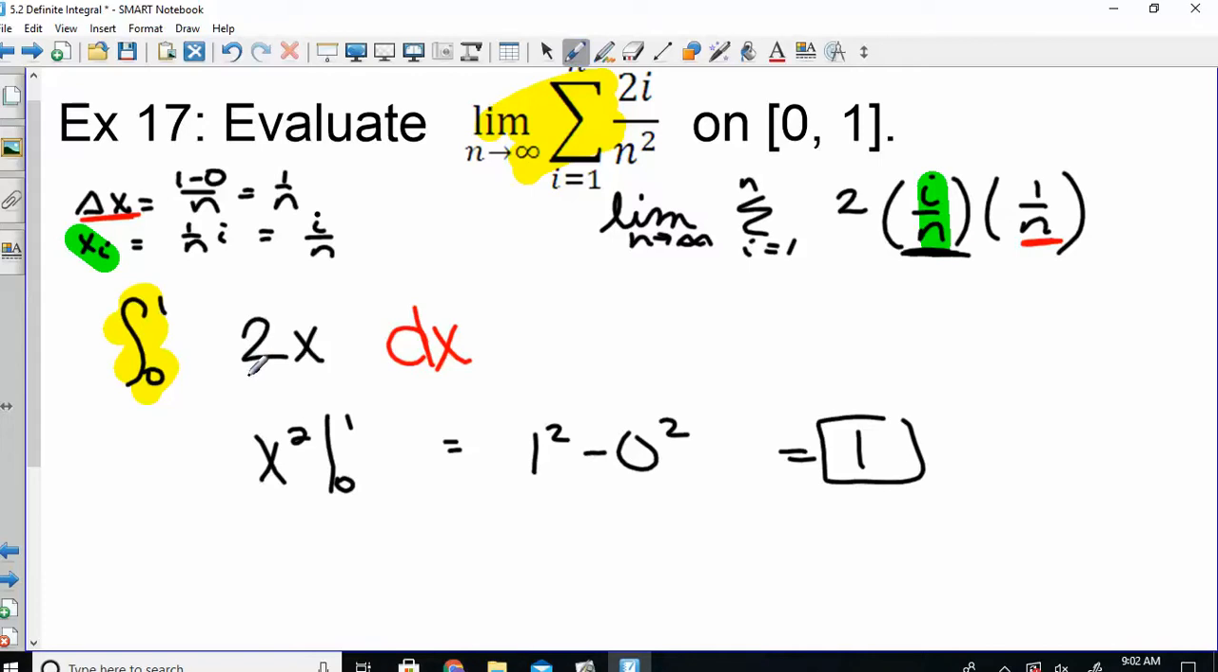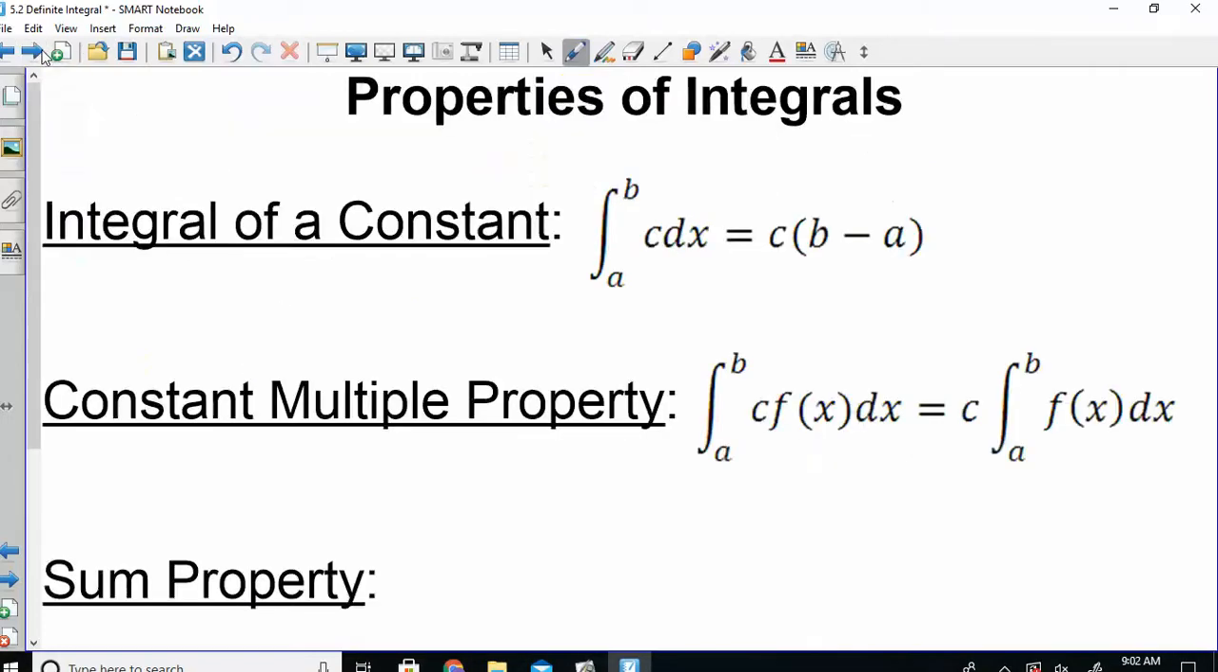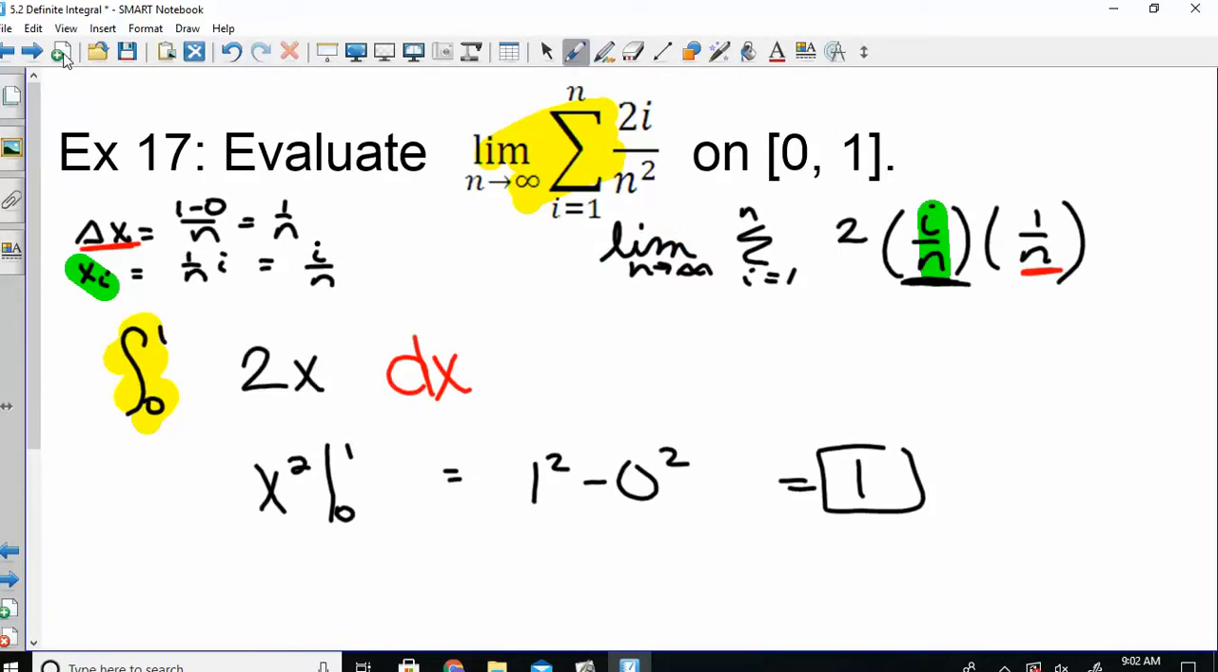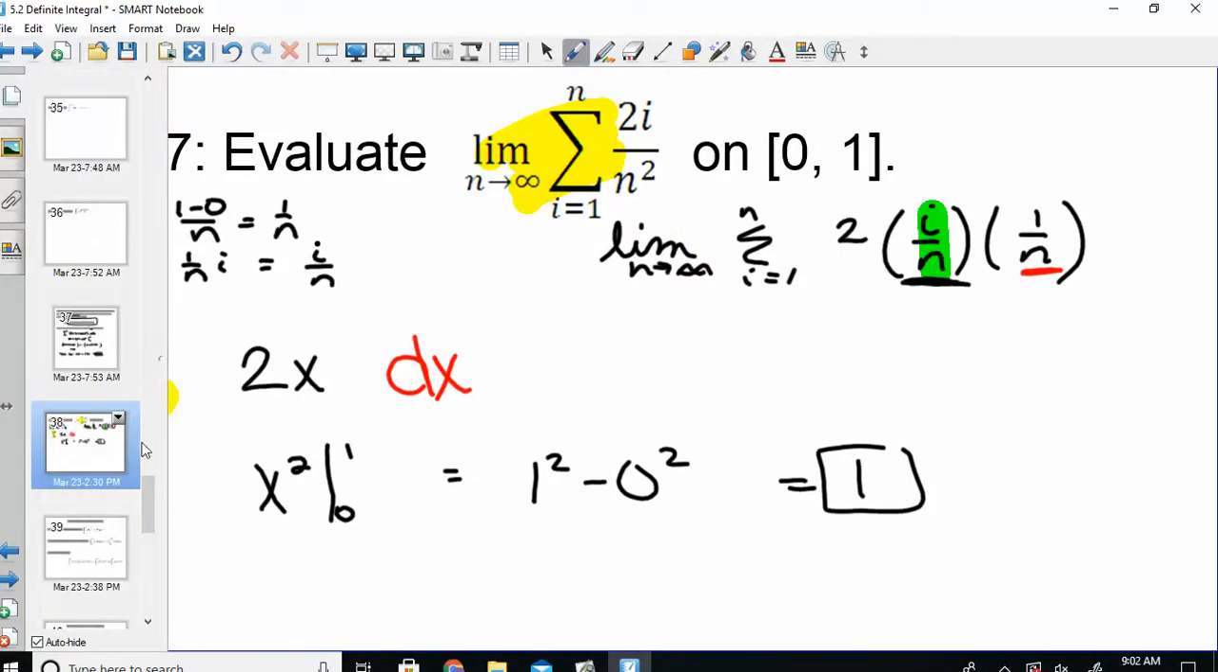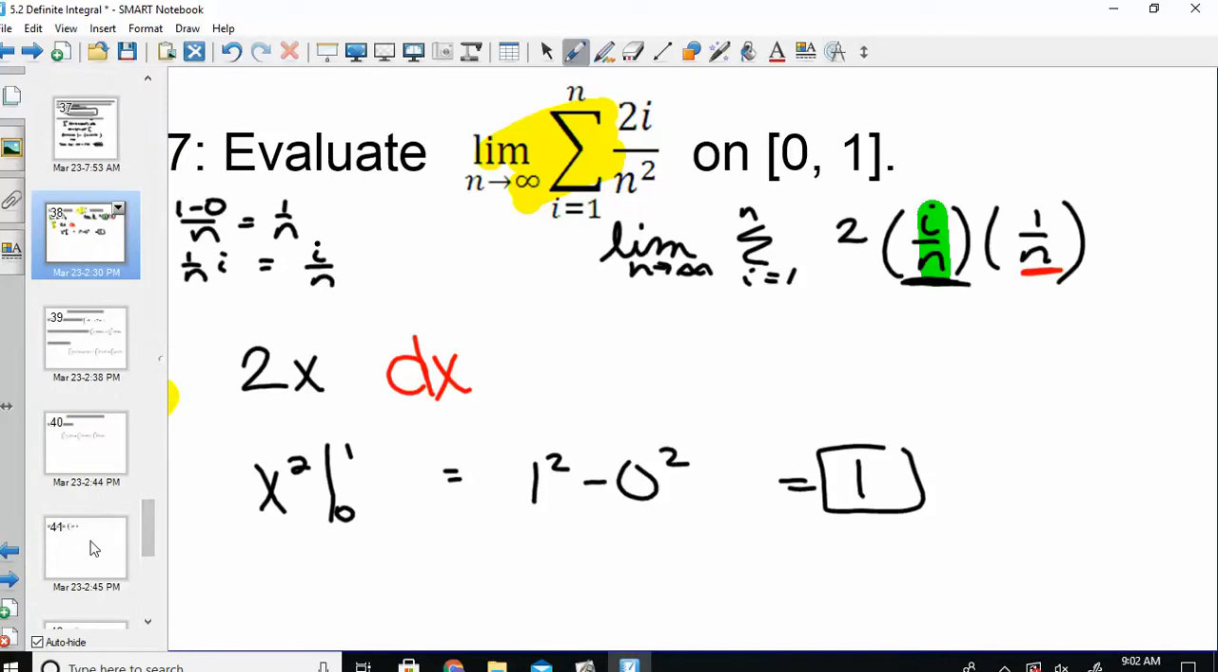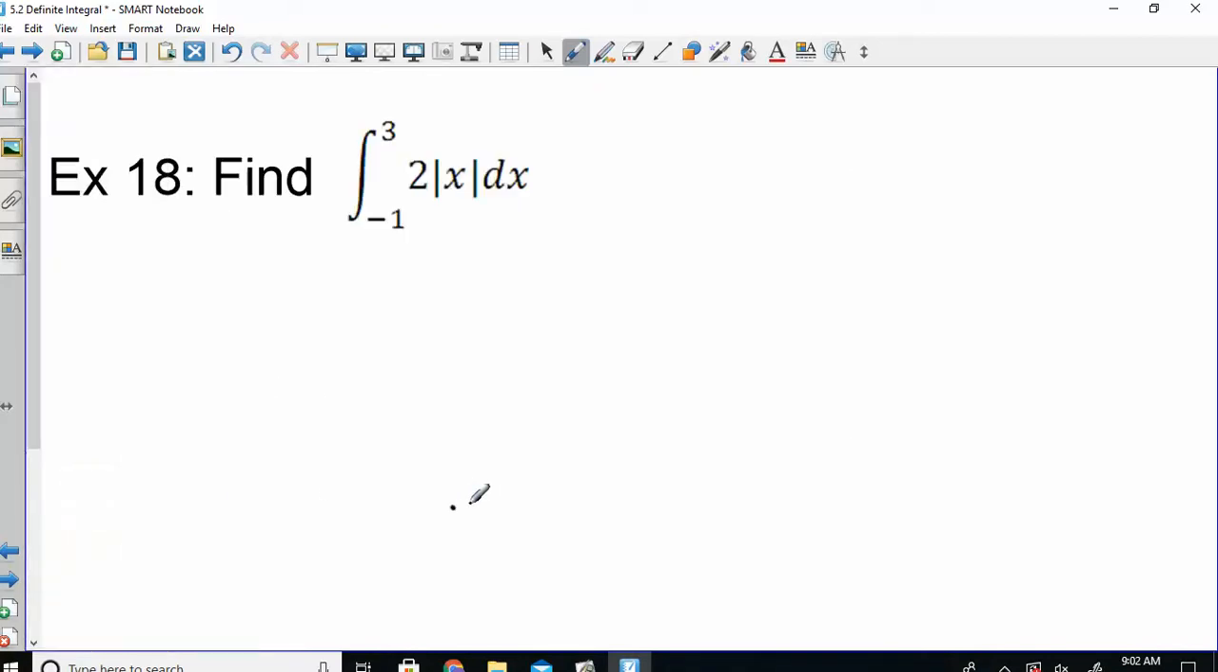So far, so good. Let's look at this problem.